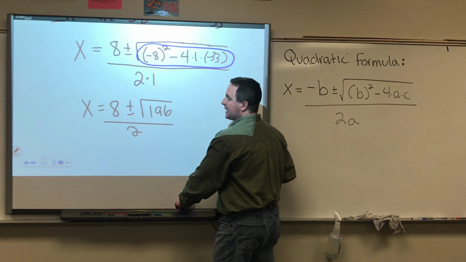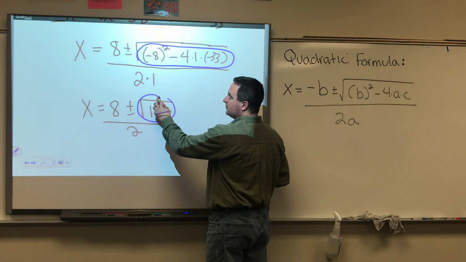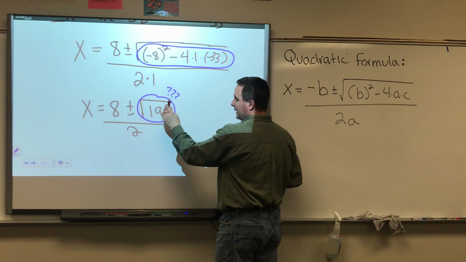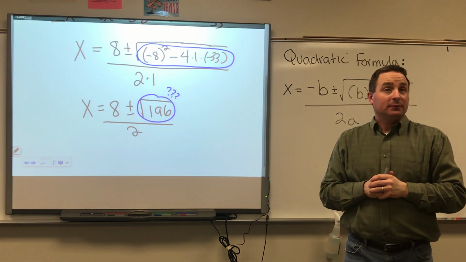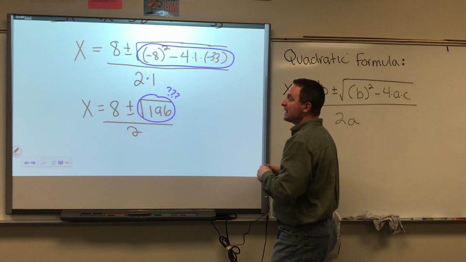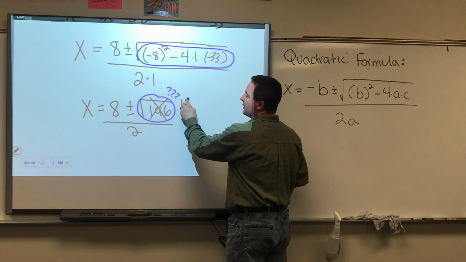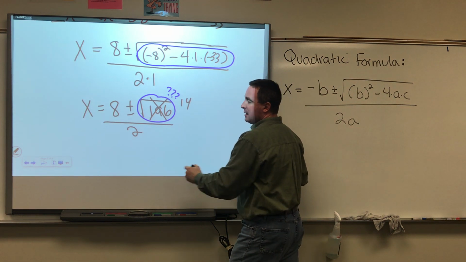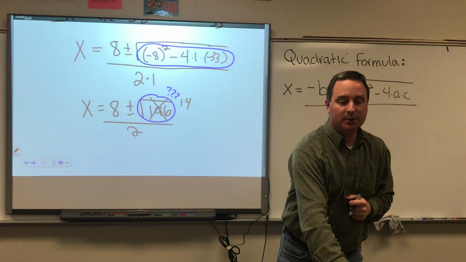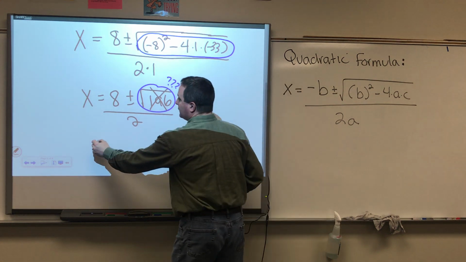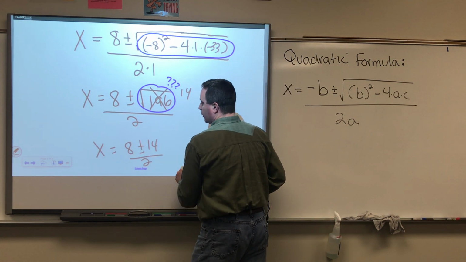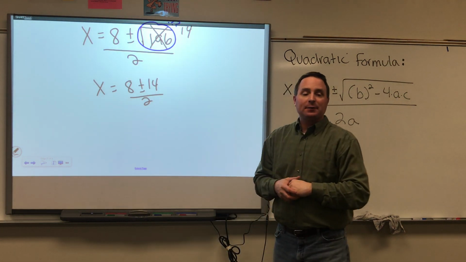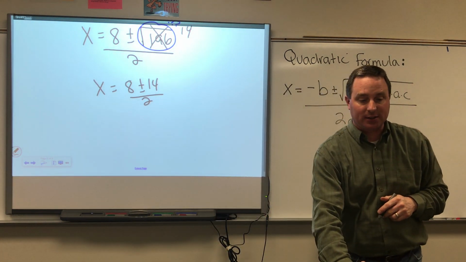The next thing we want to do every time is ask ourselves, is the square root of 196 a nice number? If you do the square root of 196 on your calculator, it tells you it's 14. So this turns into a nice plain old 14. What I have is x equals 8 plus or minus 14 all over 2. And what we really have staring at us there is 2 answers.